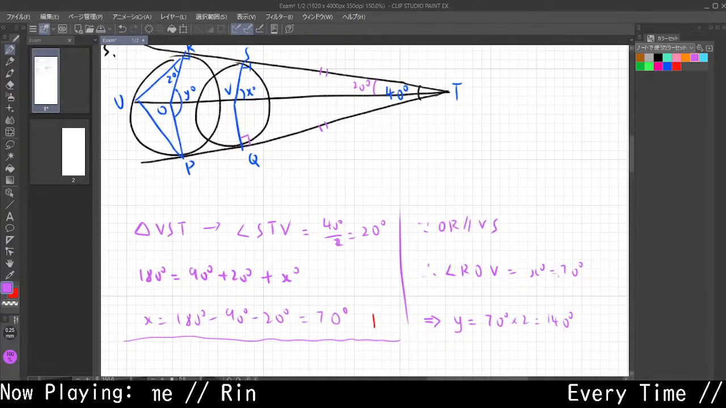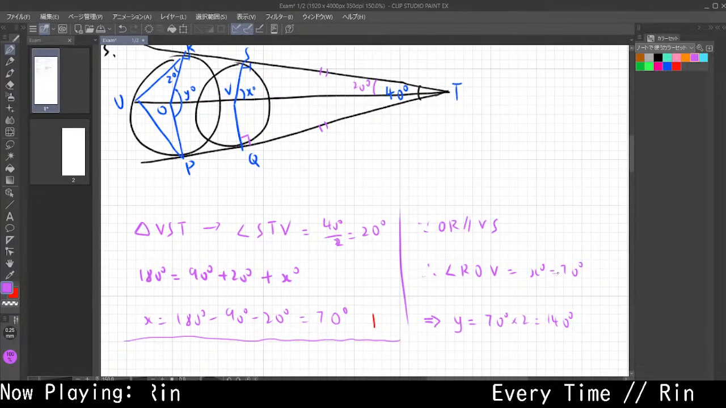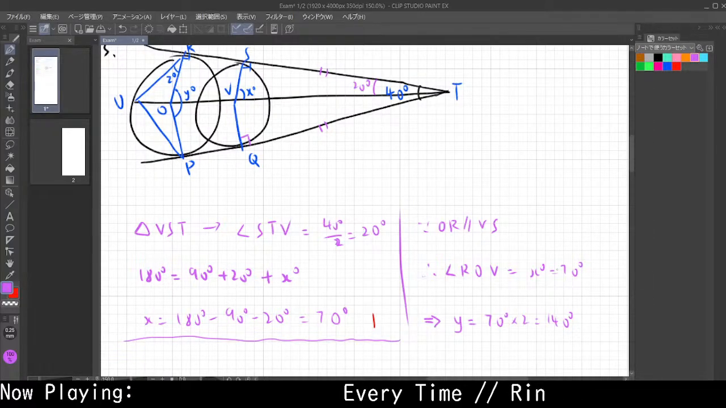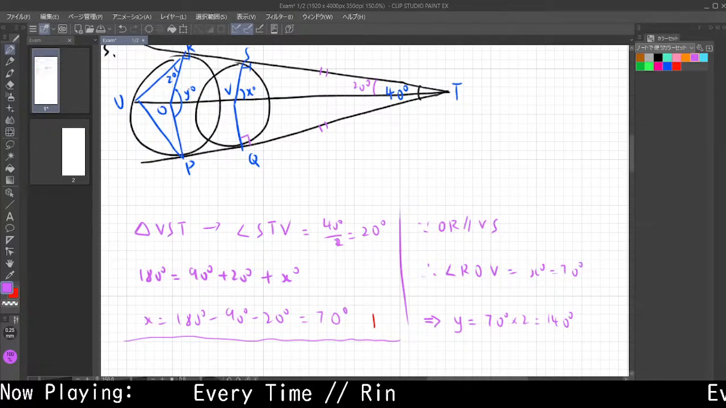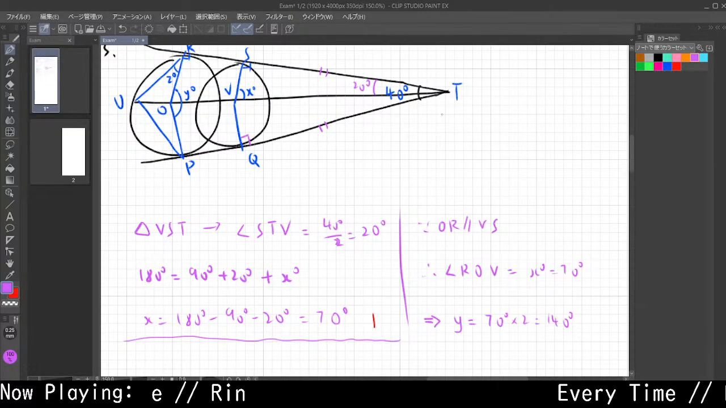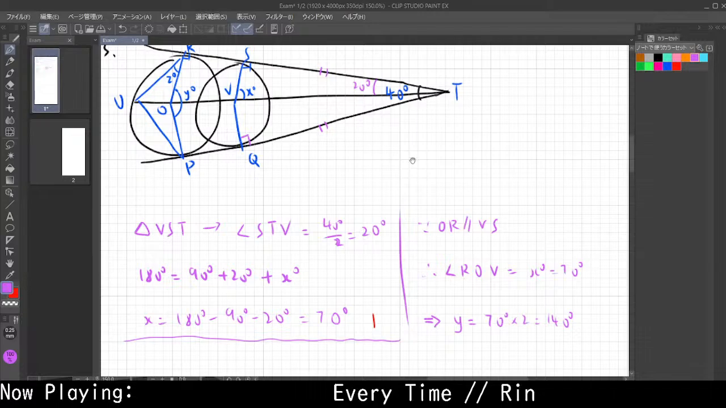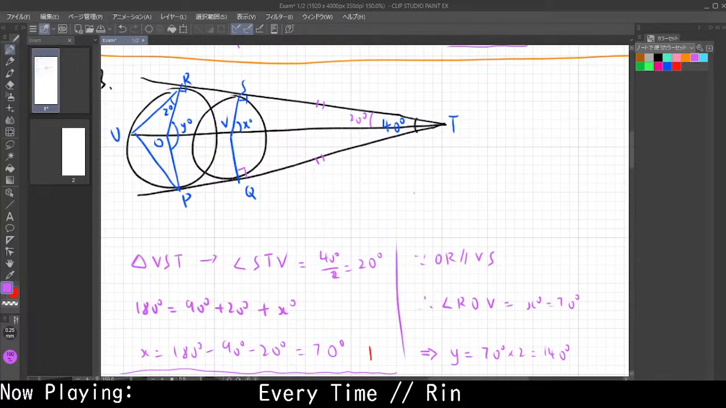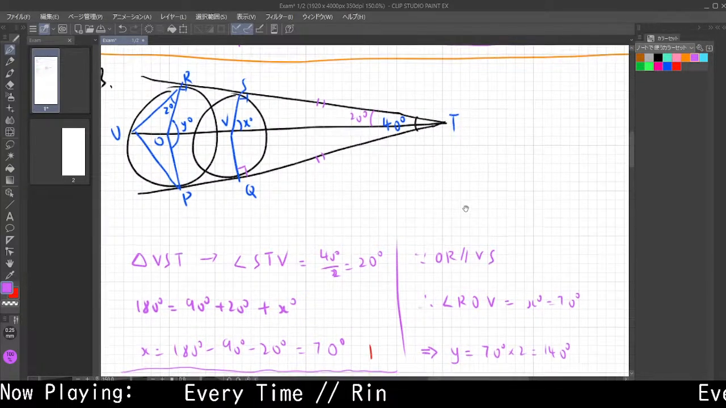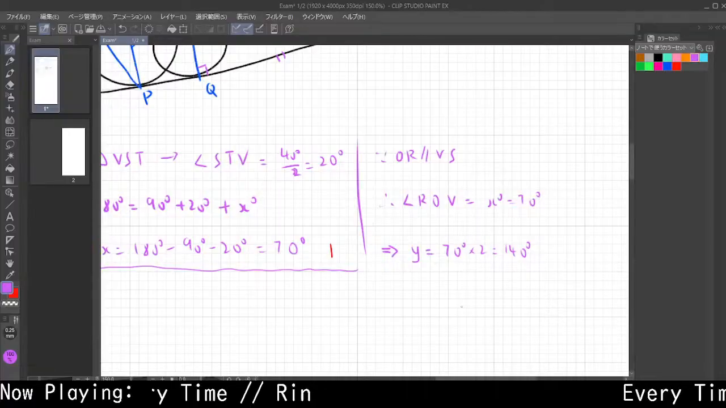I'm not sure how Mr. Gandhi got the conclusion of saying y equals 180 minus 40. I don't really know why you can use that. I mean, it does make sense, but your ROPT is not even a cyclic quadrilateral, so I don't know why, but okay. Anyway, this is your y.